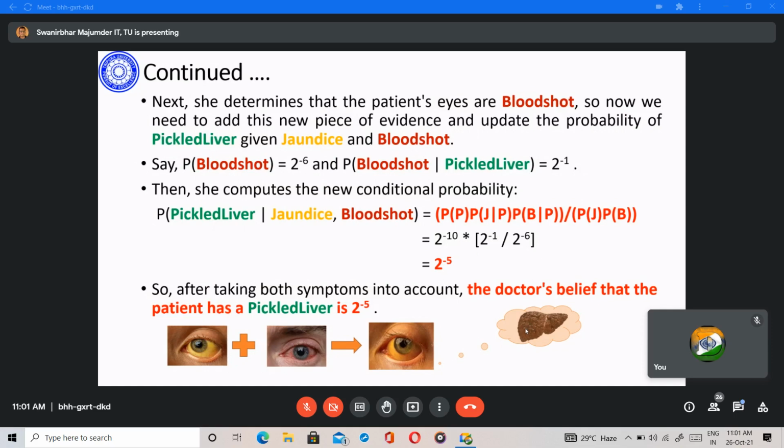Getting how I am correlating probability A, B and C for using the Bayes classifier? Yes, sir. Clear this part? Yes, sir.